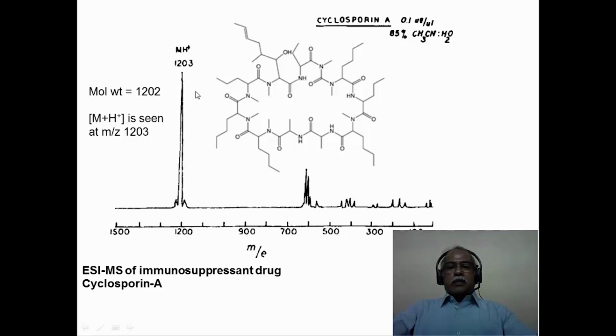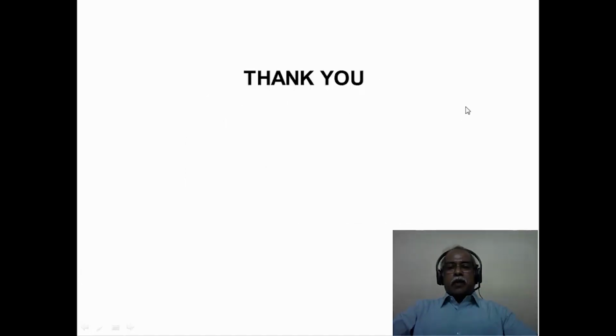So what we have seen in this module is essentially the basic principle behind electrospray ionization mass spectrometry and the quadrupole analyzer, how it functions, and some examples of how non-volatile material can be analyzed using electrospray ionization mass spectrometry. In the subsequent modules, I will give you a lot of examples of large biomolecular systems which are analyzed by electrospray ionization mass spectrometry.